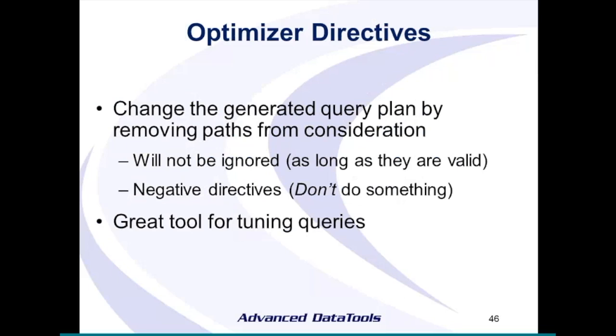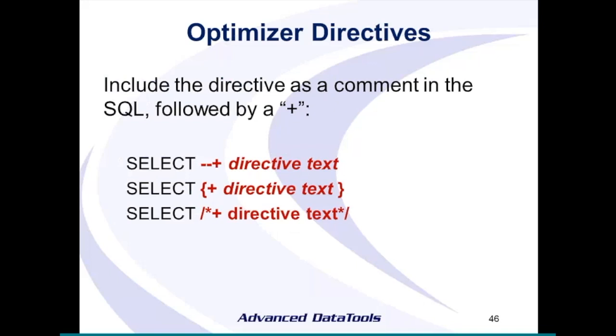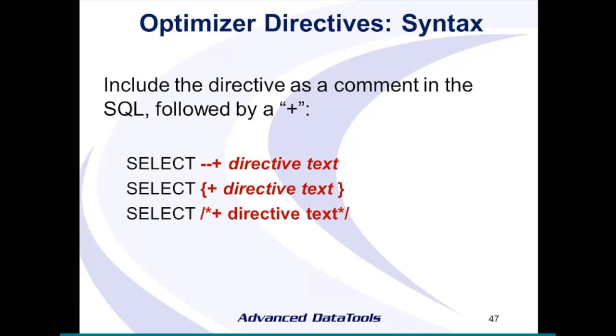And they're great just for trying little things, like, I think this would be faster if we hit the tables in this order, or if we use this index. So you can try it by adding directives. You add a directive in the form of a comment. Here's some examples for select statements where you just add a comment right after the operator, select, update, whatever. And you can use the -- plus or the parentheses or the /*, followed by a plus sign, which tells Informix, hey, the next thing here is a directive.